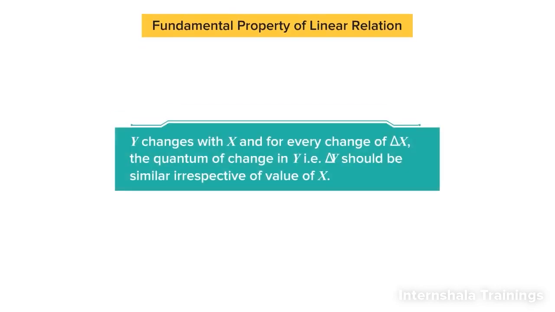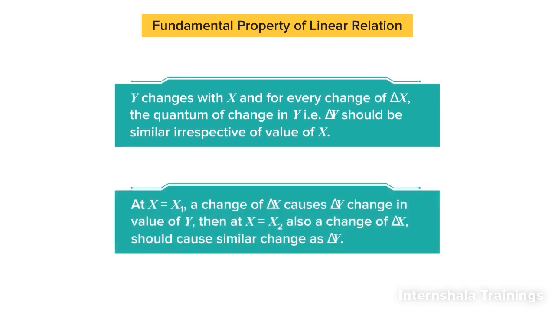In a linear relation, y changes with x, and for every change of delta x, the quantum of change in y, that is delta y, should be similar irrespective of the value of x. That is, if x equal to x1, a change of delta x causes delta y change in value of y, then at x equal to x2, also a change of delta x should cause a similar change as delta y.